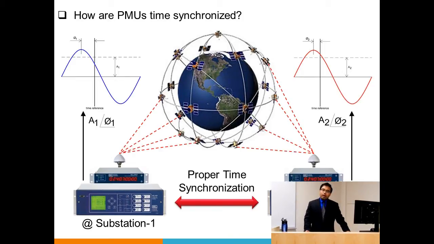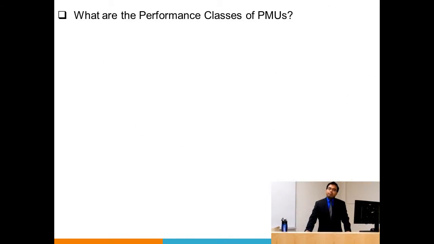Now let's look at what are the different performance classes of PMUs. So we can say that there are two basic performance classes of PMUs. The first is the P class PMU, and the second, like I will mention after this, is the M class PMU. Now let's see what are the different important features of the P class PMU.